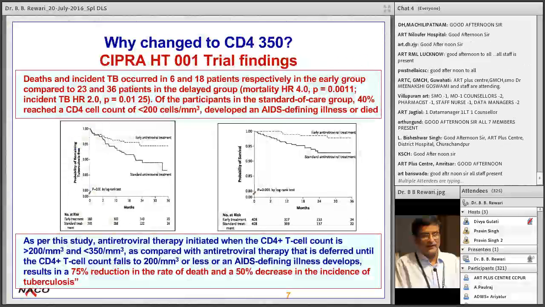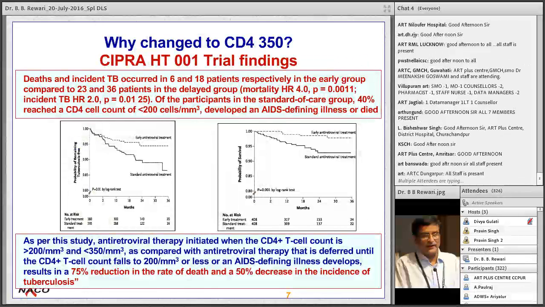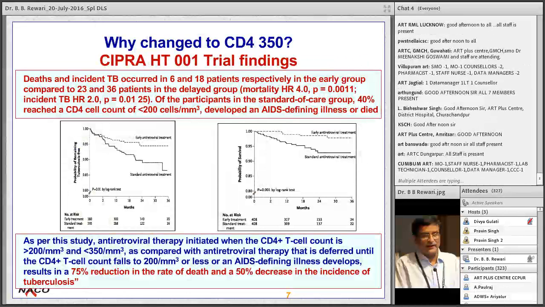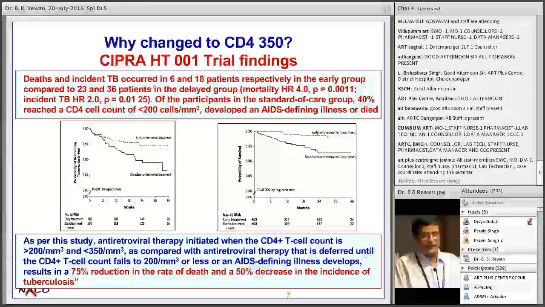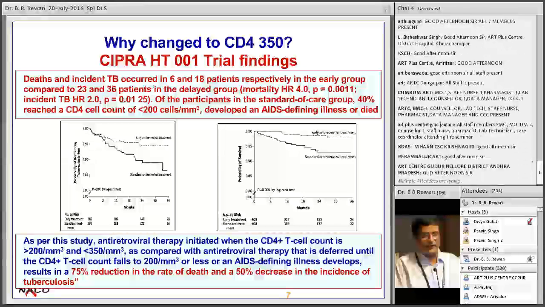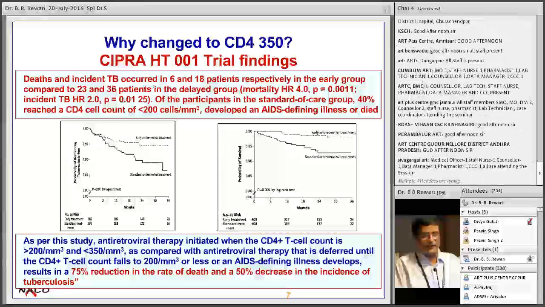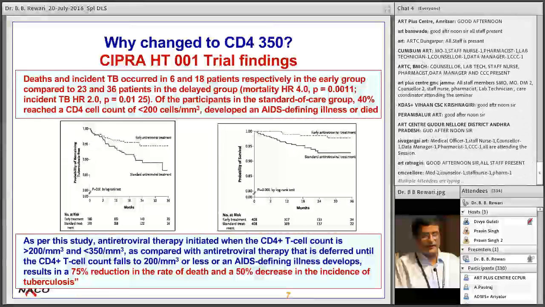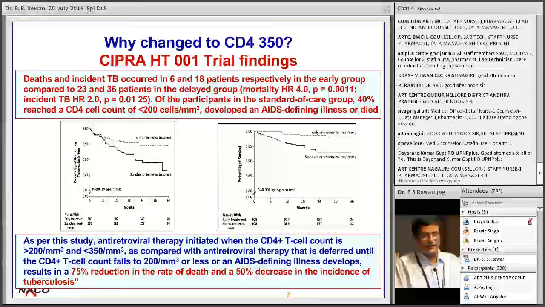This was based on a trial called the CIPRA HT001 trial, which was done in Haiti, a country with an HIV epidemic similar to ours. This trial compared the outcomes when ART was started at a CD4 count less than 200 and when it was started at a CD4 count less than 350. There was a 75% reduction in the rate of death and a 50% decrease in the incidence of tuberculosis when ART was started at a CD4 count less than 350 compared to less than 200.